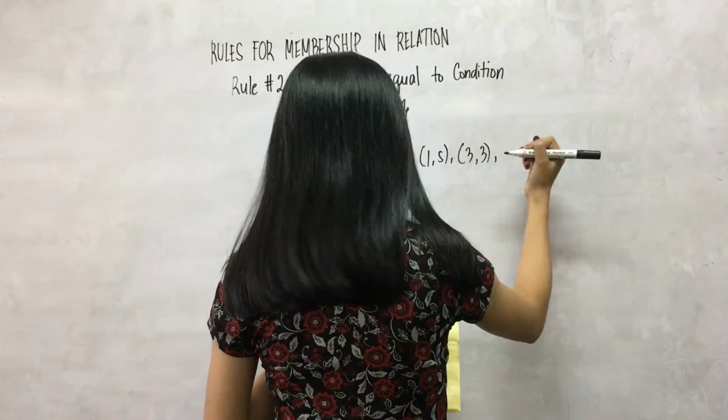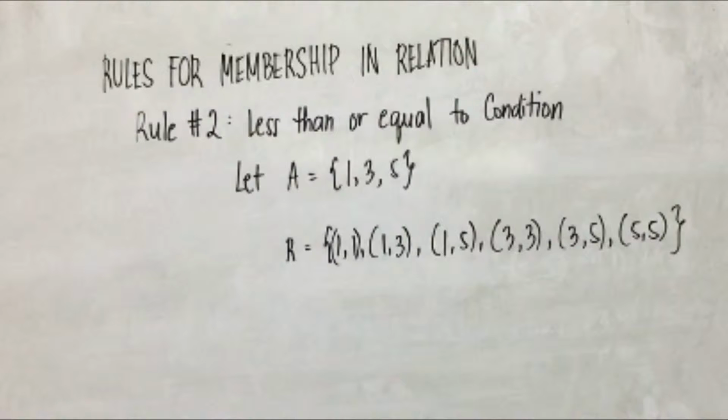Rule number 2. Less than or equal to condition. We define a relation R from A to A by the rule: point (x, y) are all elements of the relation R if x is less than or equal to y, therefore obtaining the ordered pairs (1, 1), (1, 3), (1, 5), (3, 3), (3, 5), and (5, 5).